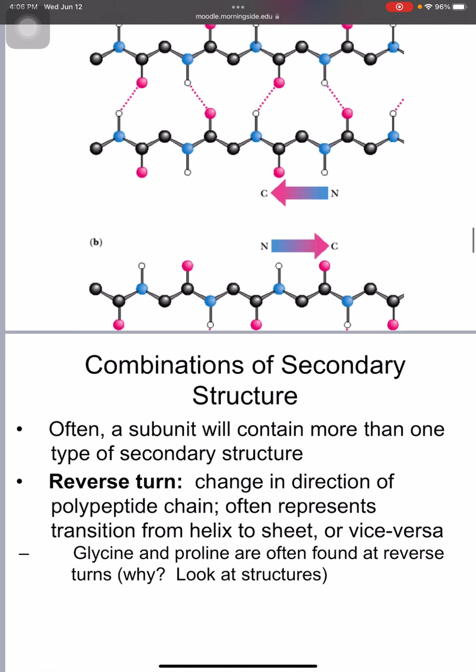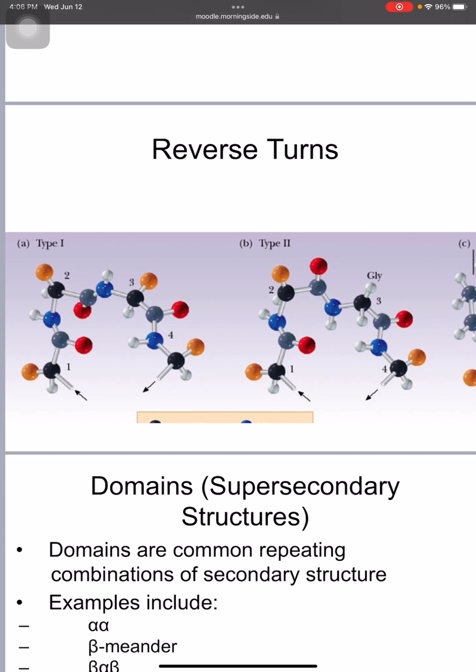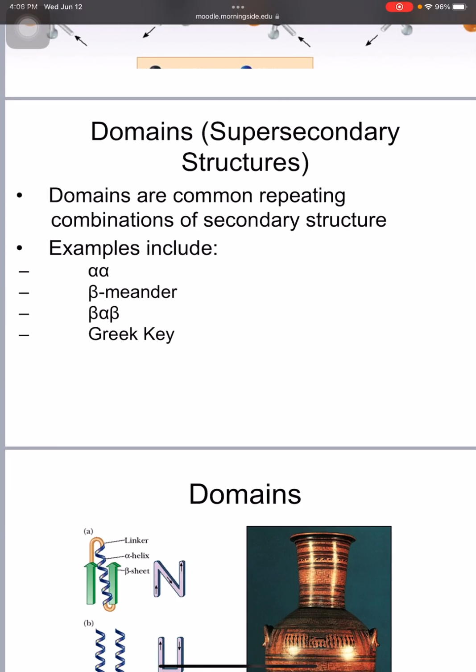All right, so now proteins aren't boring. Most of them aren't just going to be individual alpha helices or beta sheets. They can make lots and lots of different combinations. I'm going to come back to reverse turns in a second. These are called supersecondary structures, aka domains. And there are buku-oodles of them. There's tons of them. I'll just show you a few.